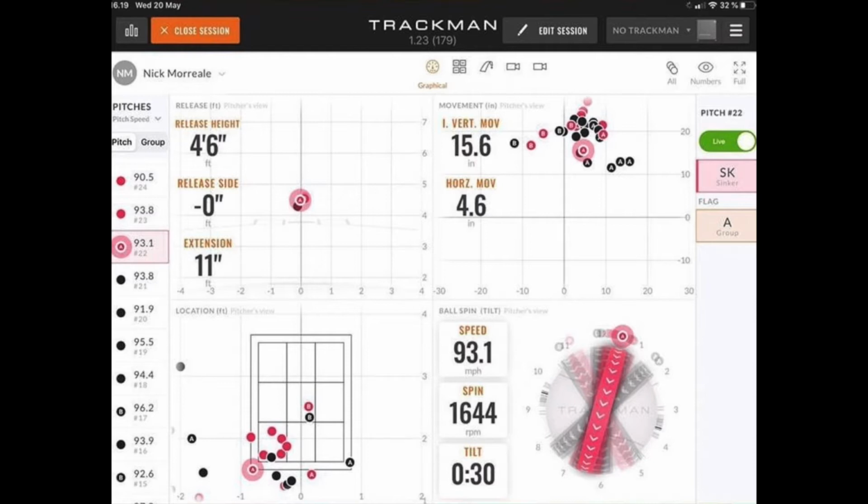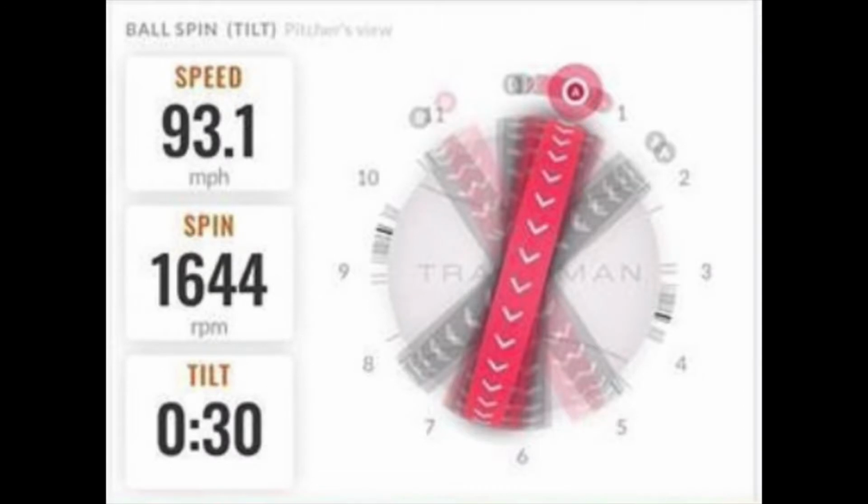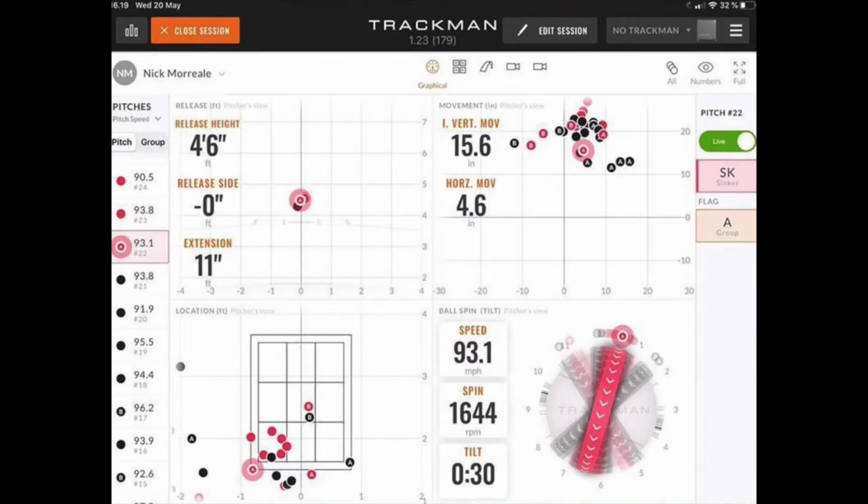Moving over to the right side, we have the velocity, which is 93.1 miles per hour. The spin rate, which we talked about in the last video, is 1644 RPM. And then the tilt is the axis at which the ball is spinning on, which is also represented by this ball looking thing over here with this pink stripe on it.